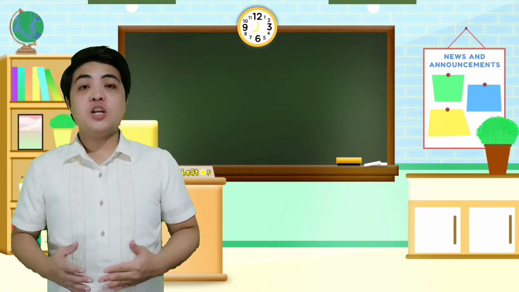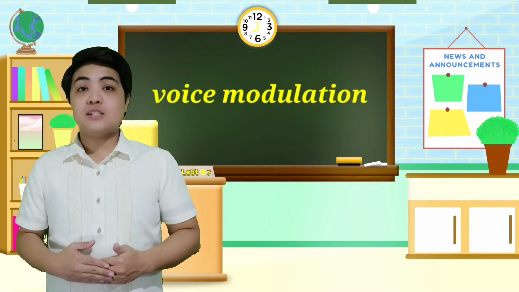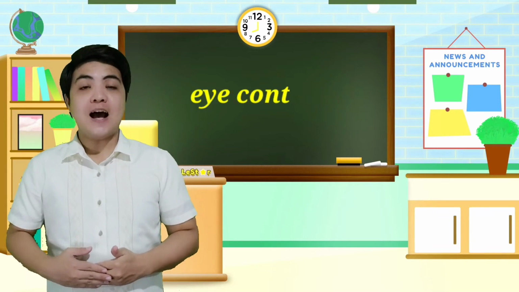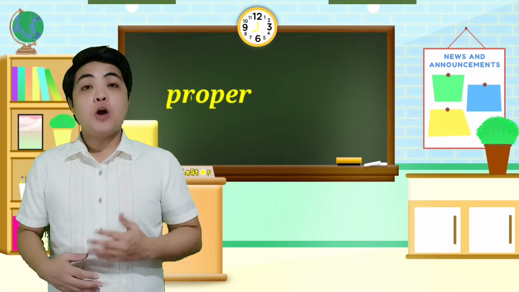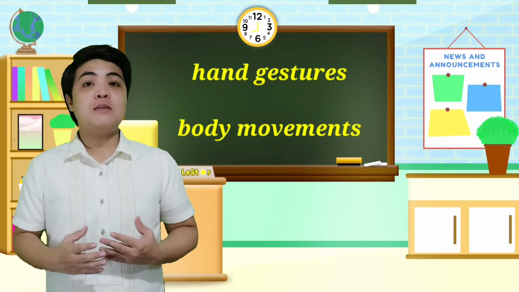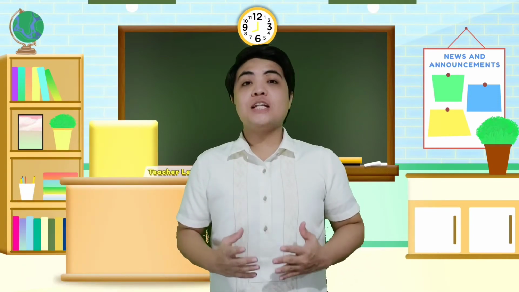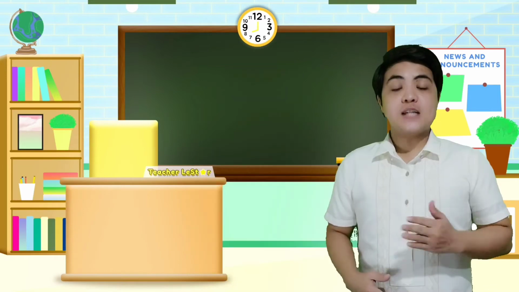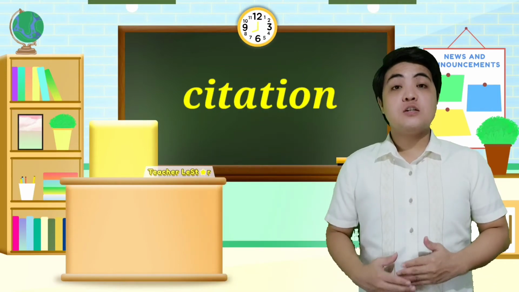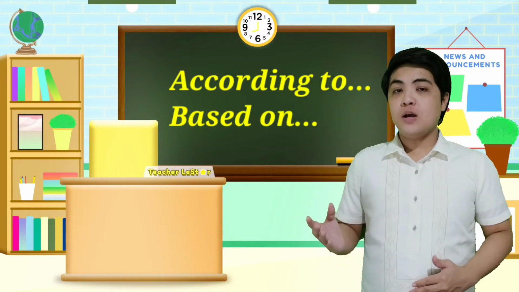Just like how it is in other types of presentation, this task requires good voice modulation, consistent eye contact with your audience, proper posture, and appropriate but minimal hand gestures and body movements. In doing this, you also need to show a certain level of formality to establish the reliability of the information that you're presenting. Citing your sources also helps. So, you may need to start with phrases like according to and based on.